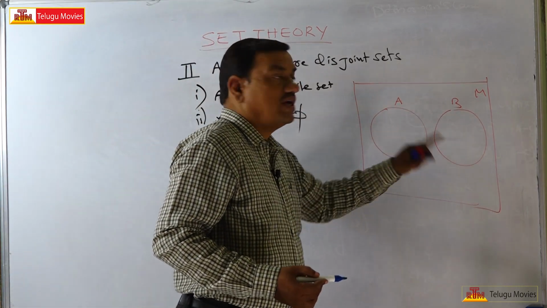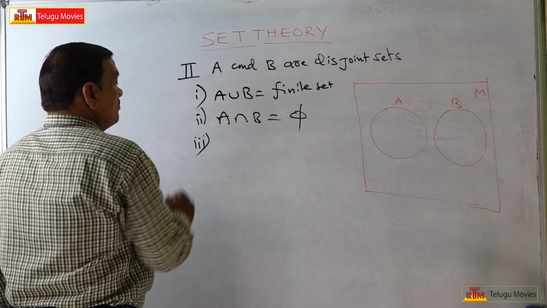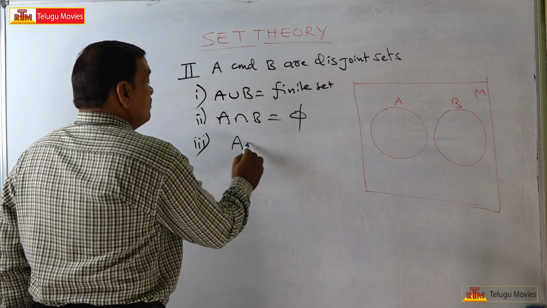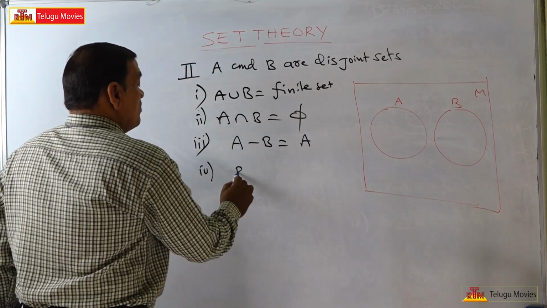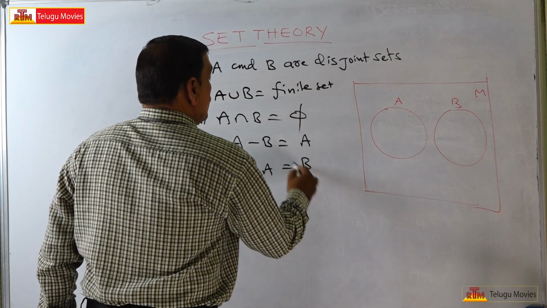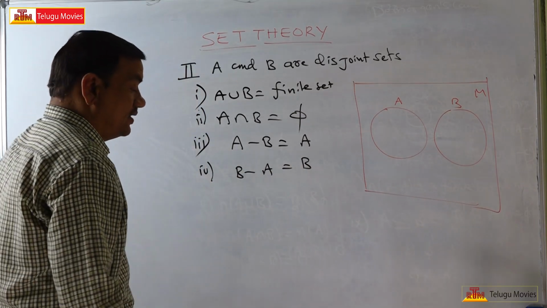Which belongs to both A and B. There won't be any common elements. Next one, A minus B is equal to A. Next one, B minus A is equal to B.